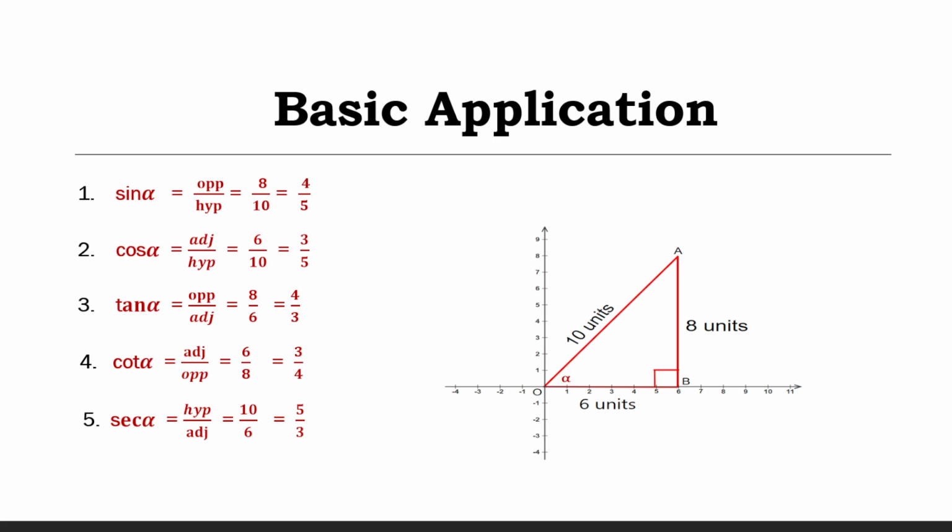The secant of alpha is the hypotenuse side divided by the adjacent side. The hypotenuse side is 10 units, the adjacent side is 6 units, and that is equivalent to 5 over 3. The cosecant of alpha is the hypotenuse divided by the opposite side of alpha, which means the hypotenuse side is 10 units and the opposite side is 8 units. And that is equivalent to 5 divided by 4.